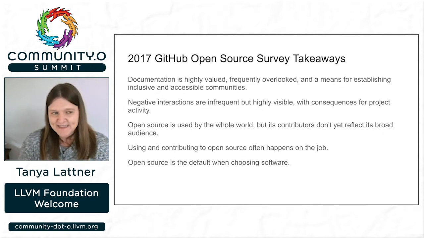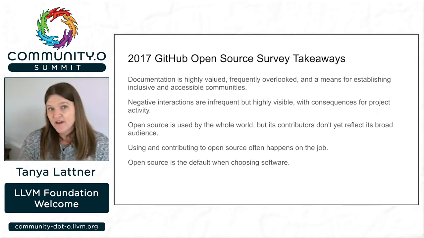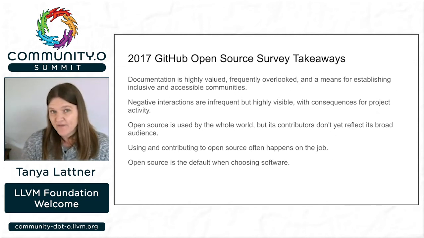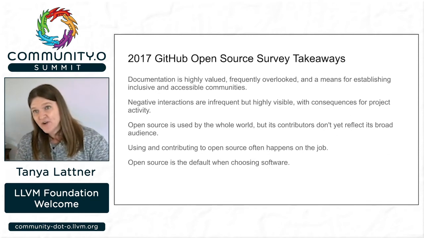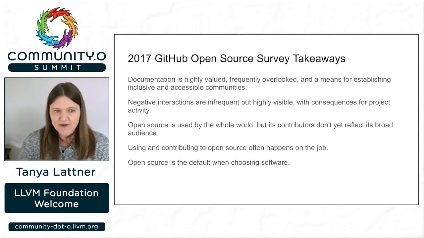The second is negative interactions are infrequent but highly visible with consequences for project activity. Unfortunately, we've seen this in the LLVM community. In general, I feel most of our developers are very open, inviting, and kind, but it just takes one interaction that's spread across social media for everyone to have a perception of what your project's like. So it's very important that we keep our interactions positive.